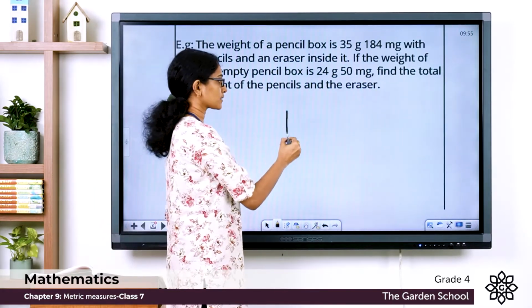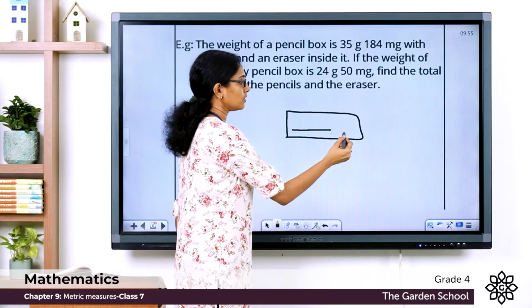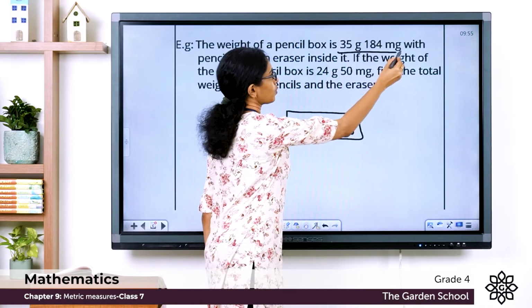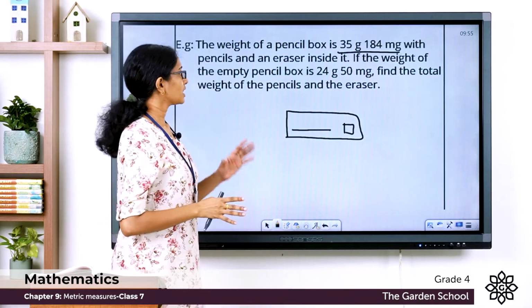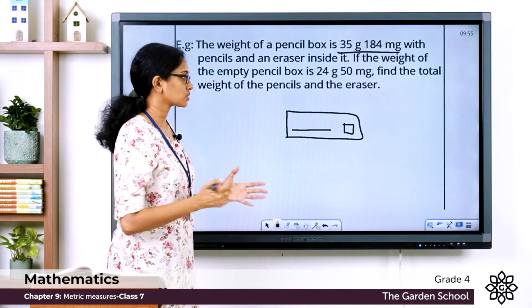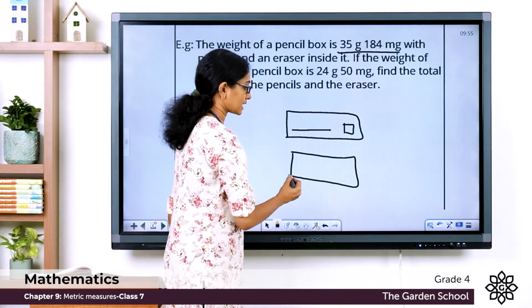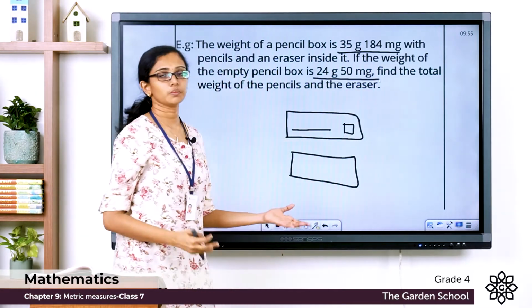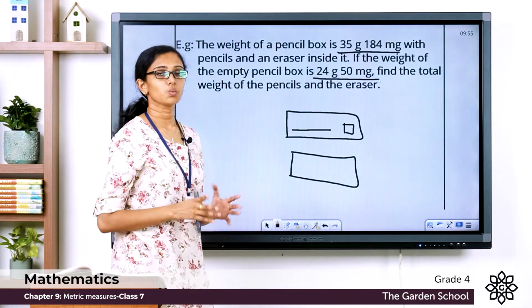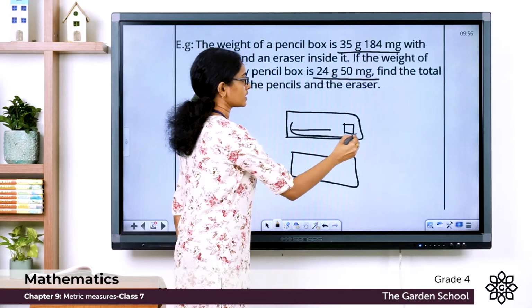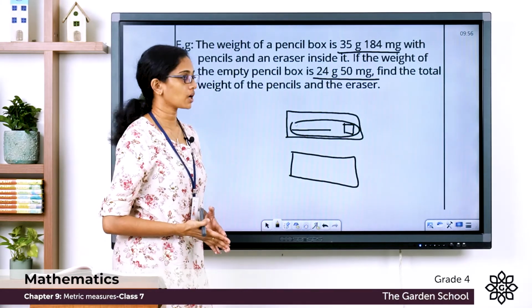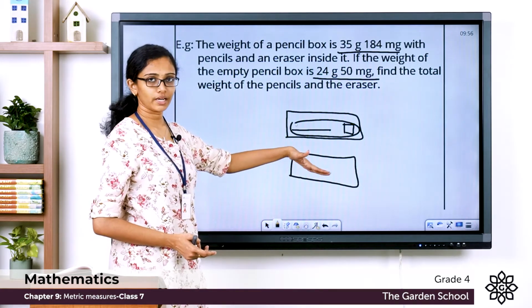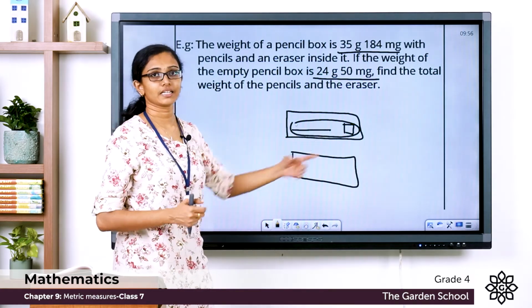We have a pencil box and inside the pencil box you have pencils and an eraser, and the total weight of this is given as 35 gram 184 milligram. And the weight of the empty pencil box, the pencil box without the pencils and eraser inside, is given as 24 gram 50 milligram. Now you are asked to find out the weight of the pencils and eraser. So how would you find it out? You know the whole weight and the weight of the empty pencil box. If you subtract the two weights, we can find out the weight of the pencils and the eraser, right?